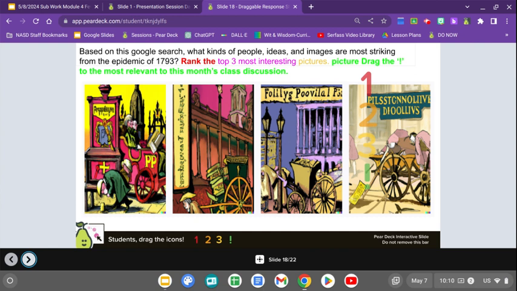Excellent. Slide 18. Based on this Google search, what kinds of people, ideas, and images are most striking from the epidemic of 1793? Rank the top three most interesting pictures and drag the exclamation point to the most relevant to this month's class discussion. Please take the time to move your 1, 2, 3, and exclamation point now.